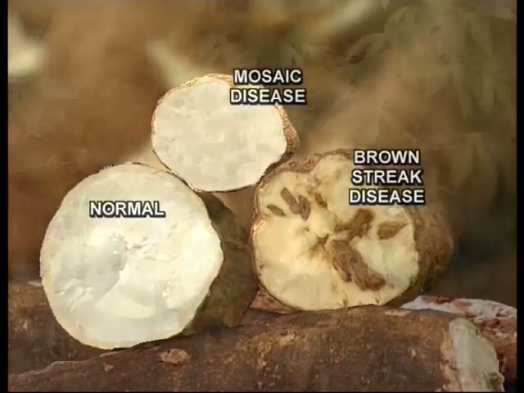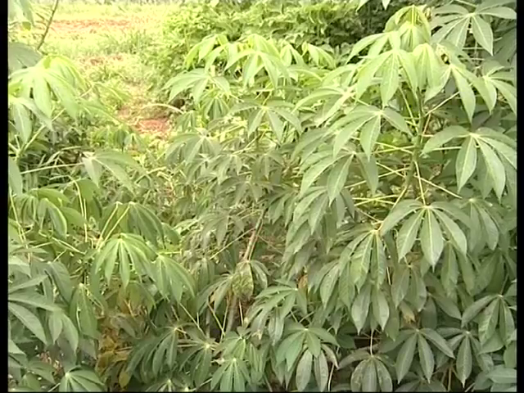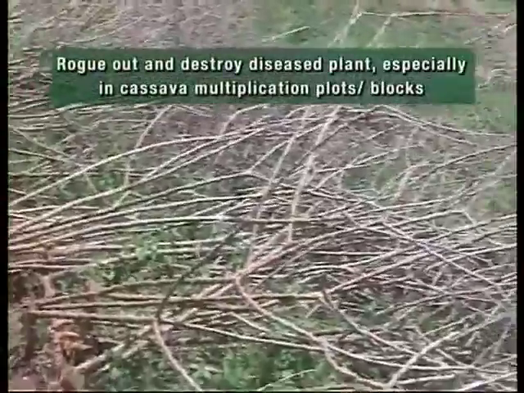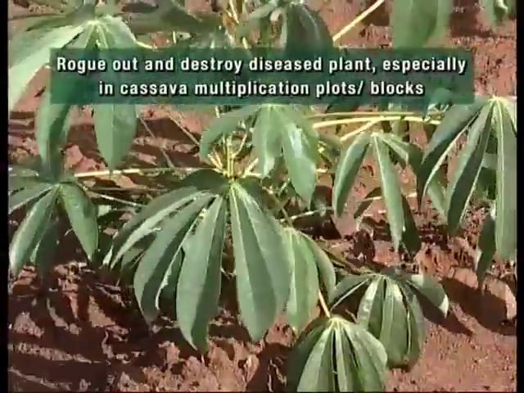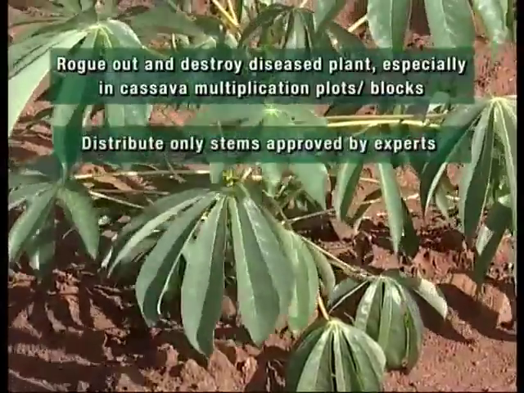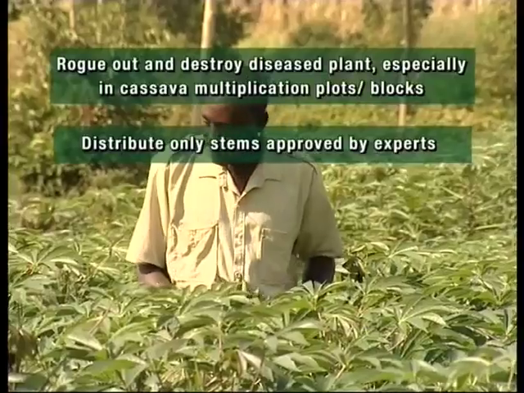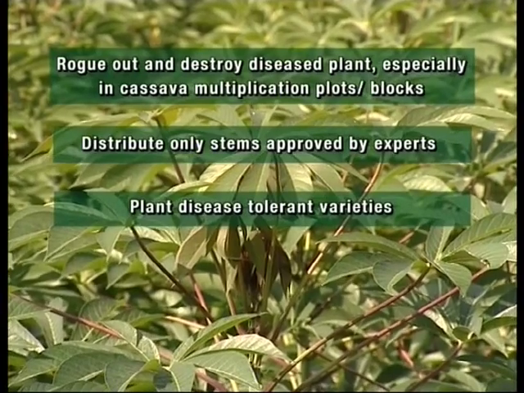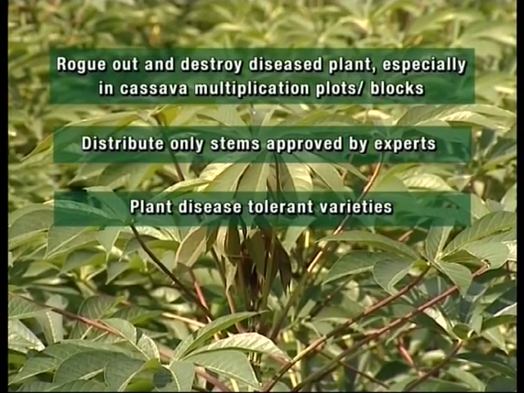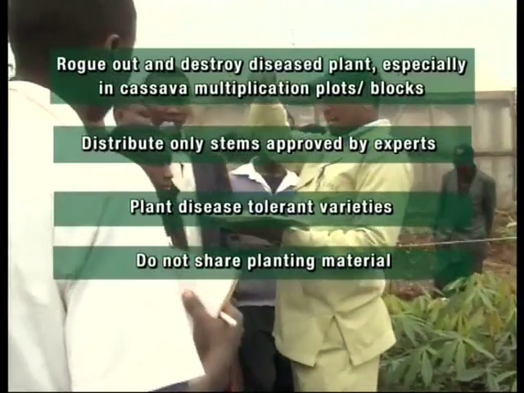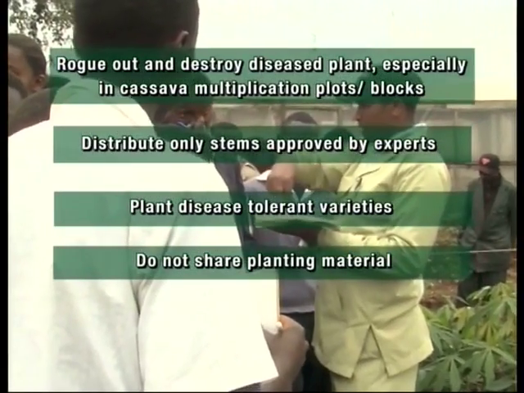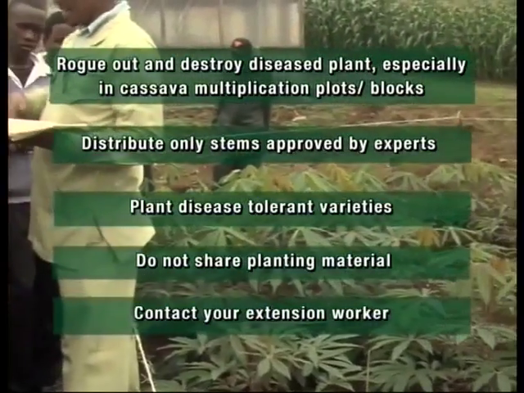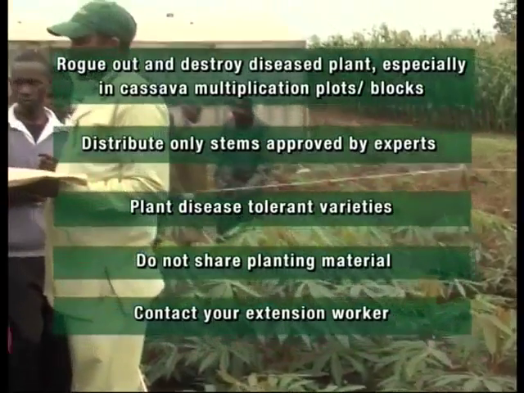But while waiting for resistant varieties, farmers should use tolerant varieties. Meanwhile, rogue out and destroy all plants showing symptoms. Distribute cassava stems only when confirmed healthy by a trained inspector. Plant only varieties that are tolerant to CBSD and CMD, that is cassava mosaic disease. Farmers should not share cassava planting materials from affected areas. Contact your extension worker to get clean planting materials.